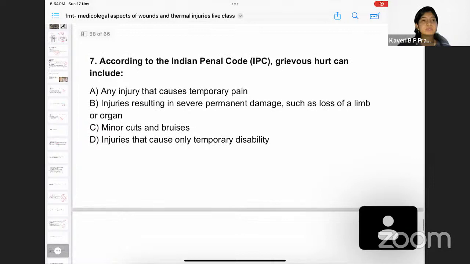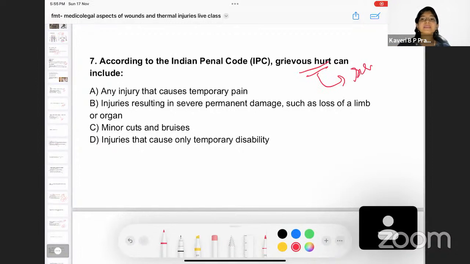Coming to the next question, according to the Indian Penal Code, grievous hurt can include. Okay, so this is also a question on grievous hurt. Grievous hurt is nothing but, as I told you, any serious hurt to the person comes under grievous hurt. Coming to the options, any injury that causes temporary pain, no. When you talk about grievous, you have to always remember it is of permanent nature. Option number B, injuries resulting in severe permanent damage such as loss of limb or organ. Yes, this is something that we can think of as an answer.